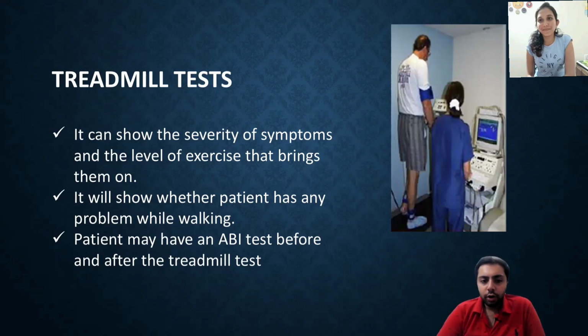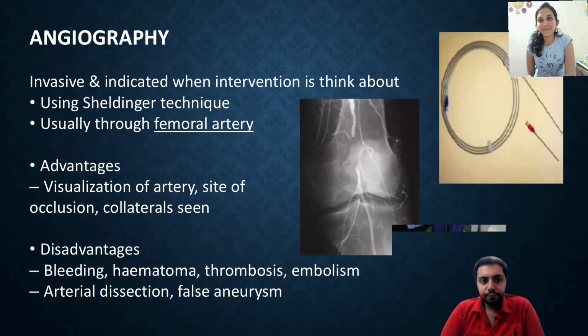Treadmill test is done in case of early stages to check for the severity after the patient is walking on the treadmill. It will show whether the patient has PAD or not while walking. So you can go for an ABI test before and after the treadmill test also.